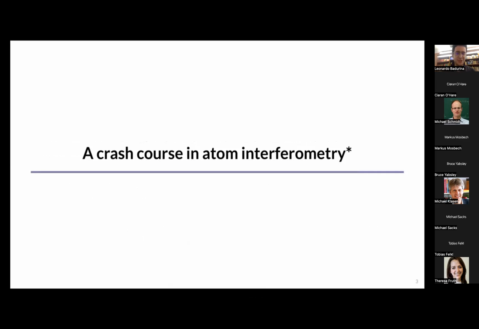So without further ado, let me start off with giving you a crash course in atom interferometry. Now, I put an asterisk at the end of this statement because I am a dark matter phenomenologist. I do not come from the cold atom community. So I'll tell you my understanding of atom interferometry and at least the very basic notions that one needs for this talk. And in general, I believe in working in this field the way I do.